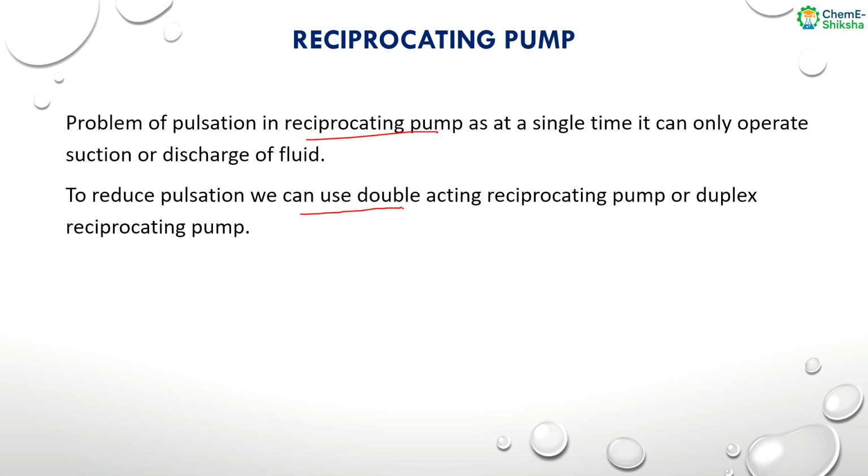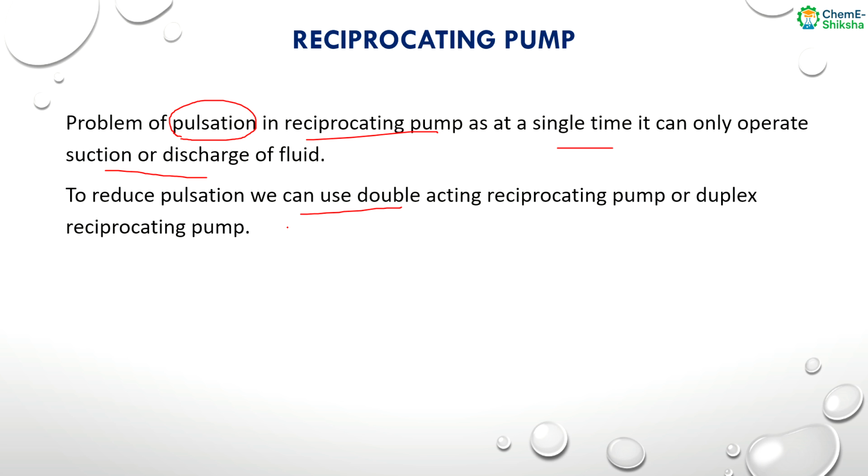But what is this pulsation problem? This pulsation problem is actually because of the intermittent back and forth motion of the piston. In the case of a single acting reciprocating pump, at a time there will be either suction or discharge. So that's why this problem occurs in the single acting reciprocating pump.